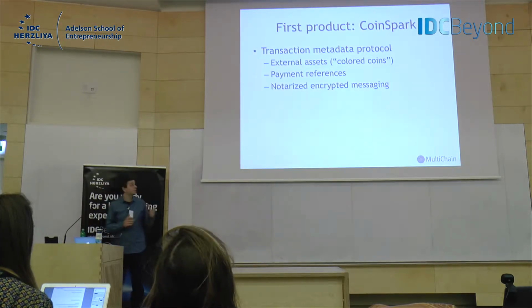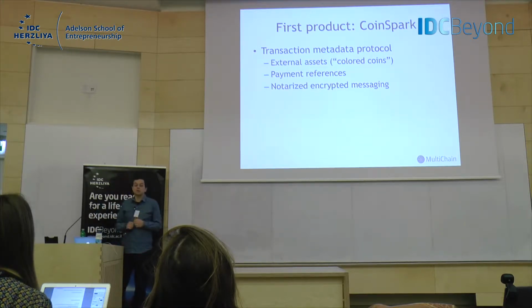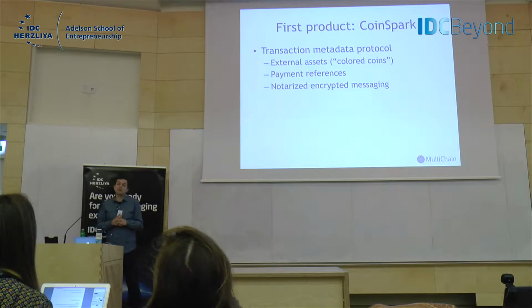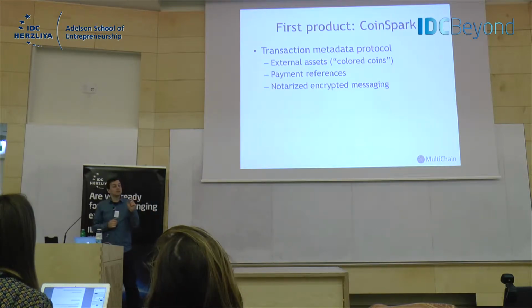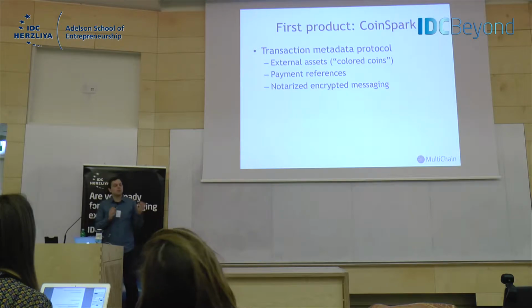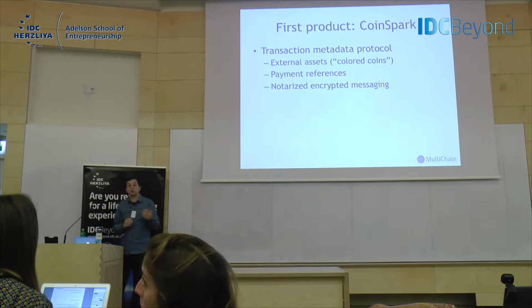So the first product we developed as a company was called Coin Spark. And this was essentially a broad protocol for making use of that metadata field. So we had a number of features in Coin Spark. Number one, it was a way to move other assets around. This is something called colored coins. So essentially, you have extra data embedded in transactions that represent the creation of an external asset and then the movement of that asset between parties. So it's not dissimilar to the type of logic used in the ICOs that you heard about from the previous lecture, where you have something issued over a blockchain, which then moves between blockchain participants.